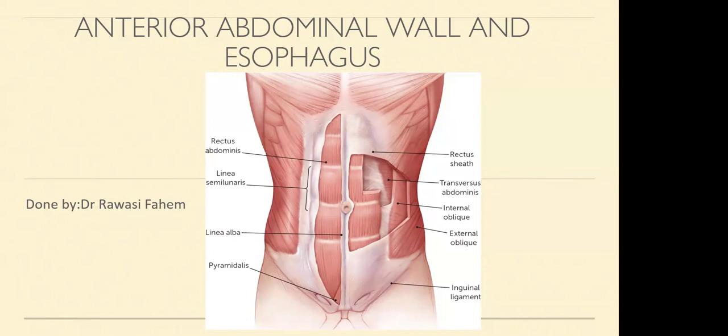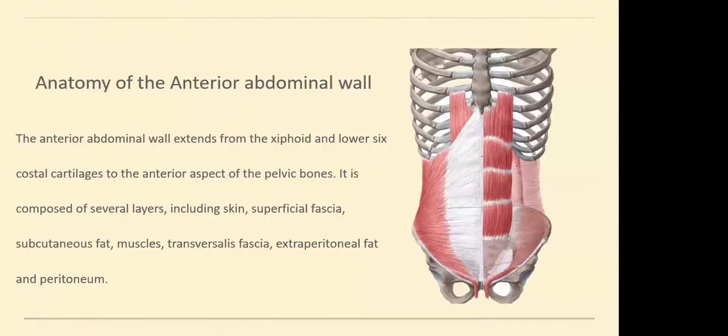The first topic will be the anterior abdominal wall and the esophagus. We'll start with the anatomy of the anterior abdominal wall. The anterior abdominal wall extends from the xiphoid process and the lower 6 costal cartilages to the anterior aspect of the pelvic bones. It's composed of several layers. We will get into the details of these layers later.